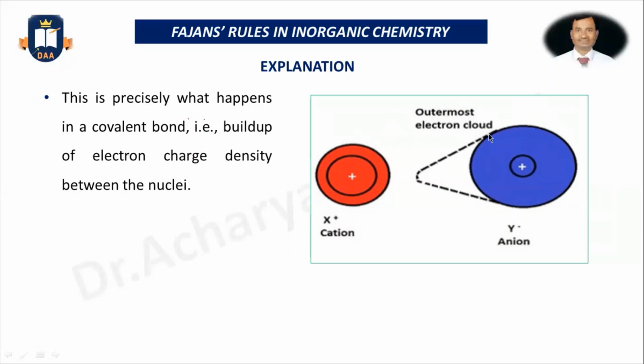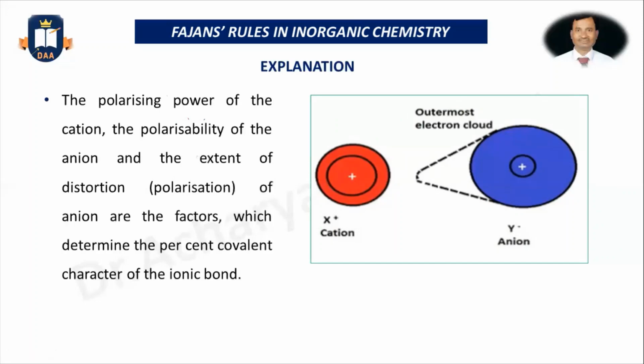Normally, this outermost electron cloud should be in this boundary. But due to the presence of the cation, which pulls the outermost electron cloud towards its side, that means the cation side, the bond acquires covalent character. And this is called polarization.